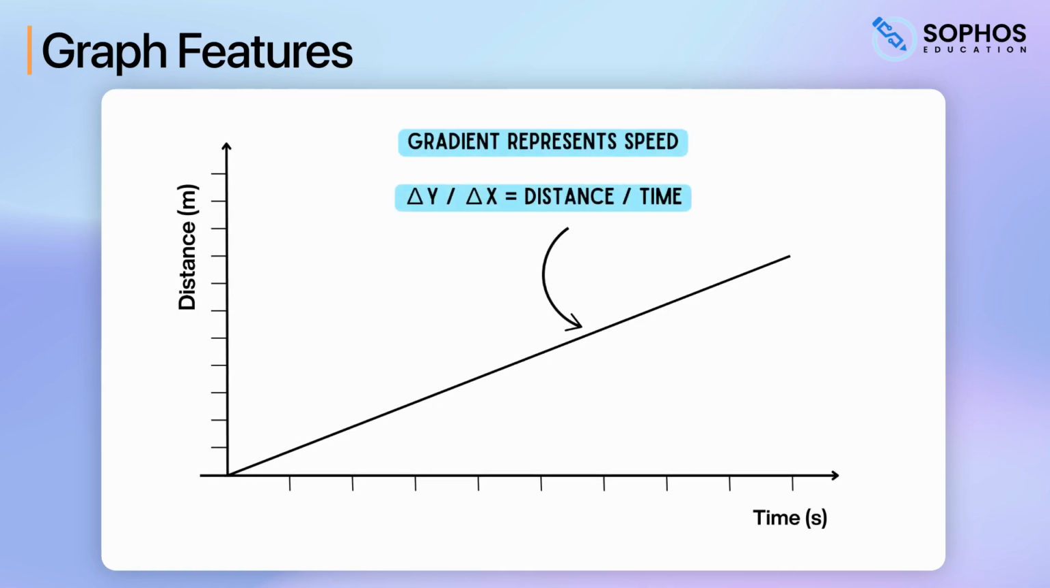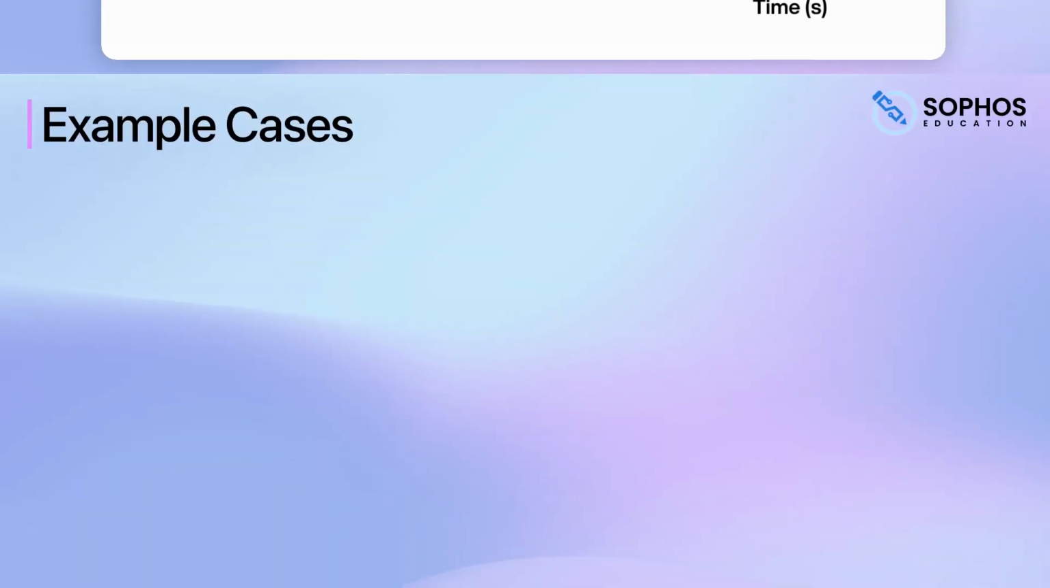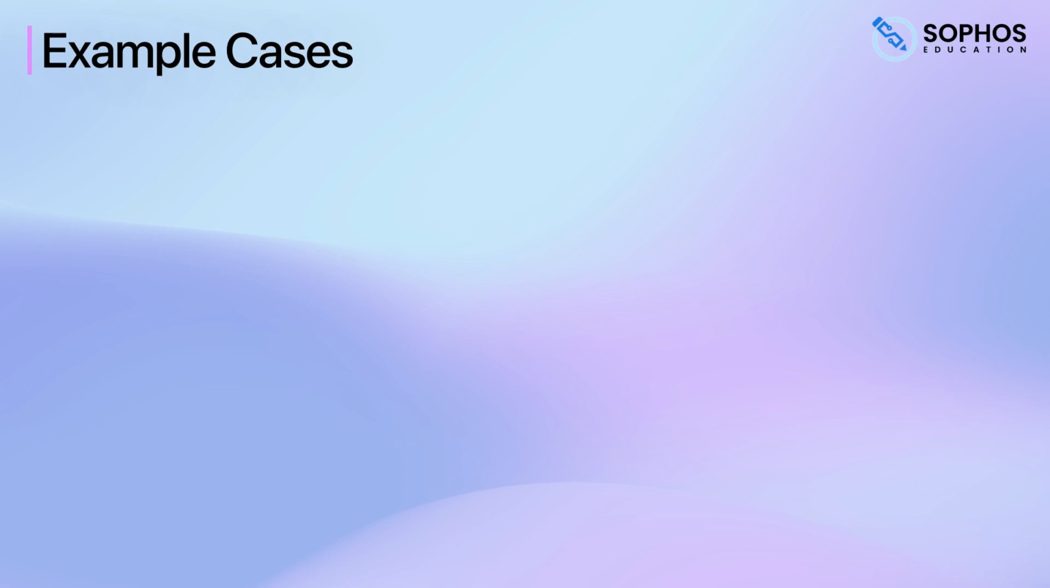The gradient of the graph, which is the change in distance divided by the change in time, gives us the speed of the object. The steeper the gradient, the higher the speed. Let's use some examples to illustrate concepts.